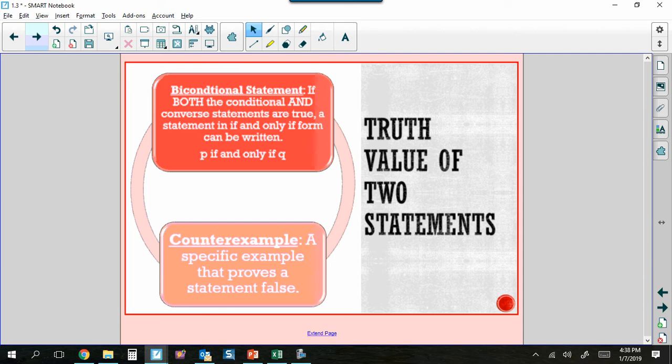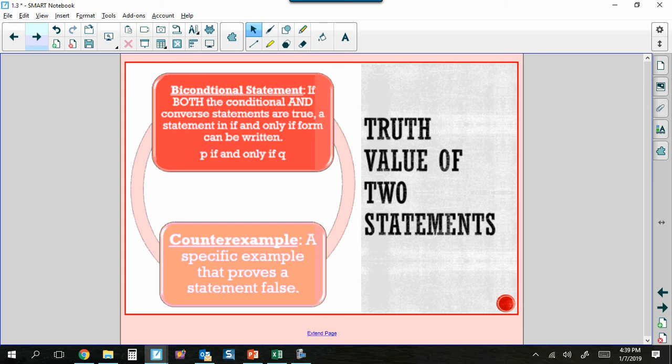So a biconditional statement is if both the conditional and the converse are both true. So think of it like this: biconditional. You know it's conditional because we are a conditional statement of what we started with. Bi meaning two. So biconditional statement means that both the conditional and the converse are true, and our statement is then written as if and only if form.